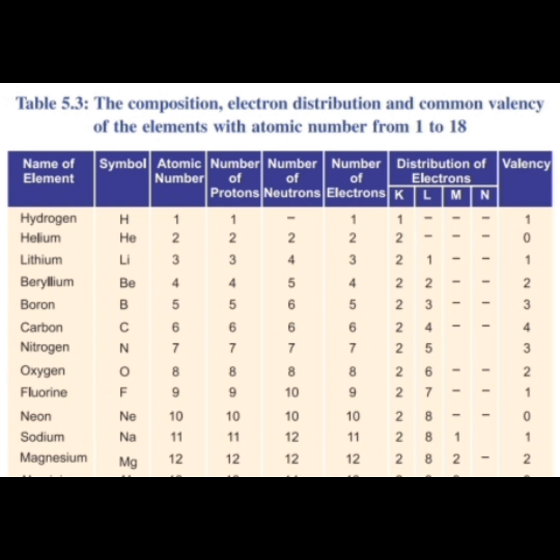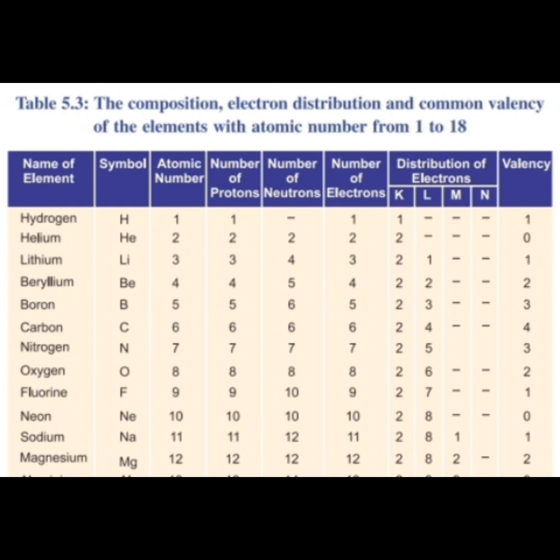Table 5.3: the composition of electron distribution and common valency of elements with atomic numbers from 1 to 18. So this shows how the values for the 18 atoms above were assigned, using these formulas. They have given the name of the element, symbol of the element, atomic number, number of protons, number of neutrons, number of electrons, then the distribution of electrons in the K, L, M, N shells as we saw, then the valencies as we saw.